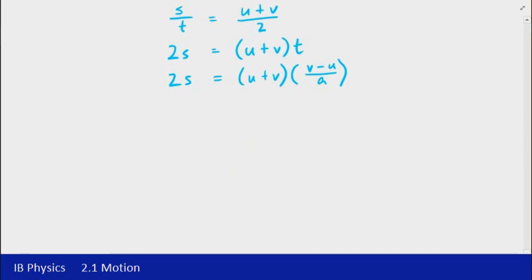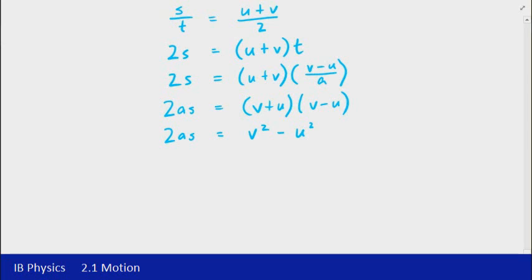Again, from here it's just a bit of algebra. We've got to divide by a on this side, so I'll multiply that up on the other side. So we've got 2as is equal to u plus v outside of v minus u. If I just change the order of this first bracket, so u plus v is the same as v plus u, the reason why I'm doing that is that if you know your maths and you know your expansion, this is an expression for the difference of two squares. So we can write that as 2as is equal to v squared minus u squared. If you're not quite sure about that, then just go through and expand the brackets and you'll find that that's the answer that you get.